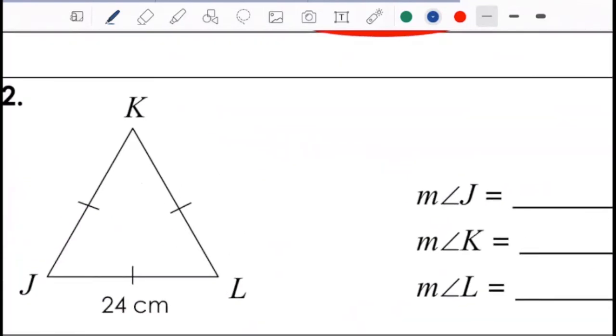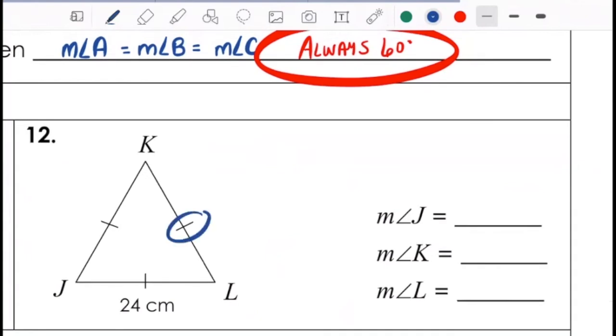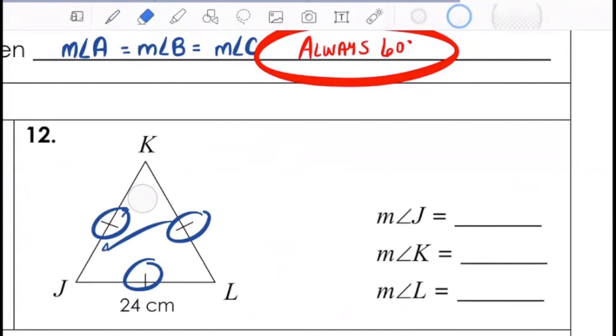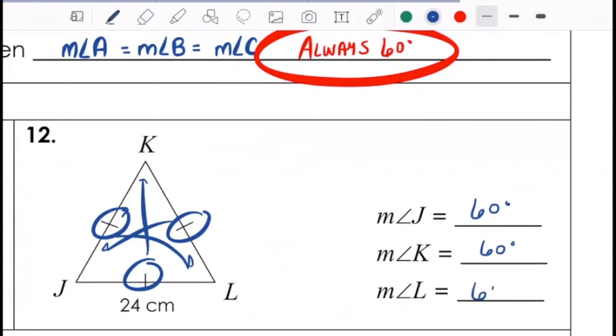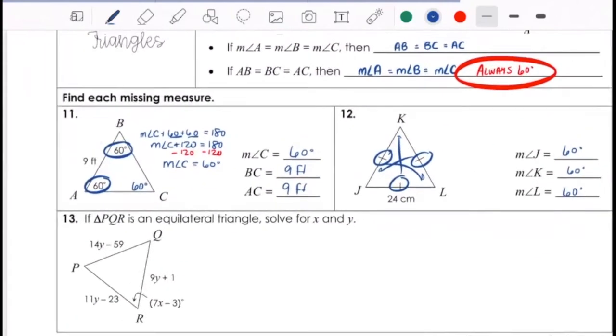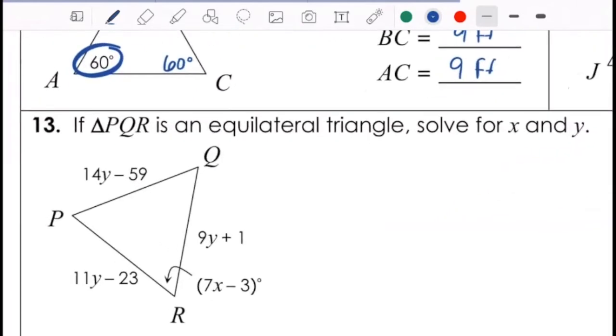All right, JKL, they gave me 3 tick marks. Guys, those 3 tick marks tell me I've got 3 congruent sides. And if I've got 3 congruent sides, I've got 3 congruent opposite angles. 60, 60, 60. No math required because we got those big brain smarts. Last one, it's a doozy.